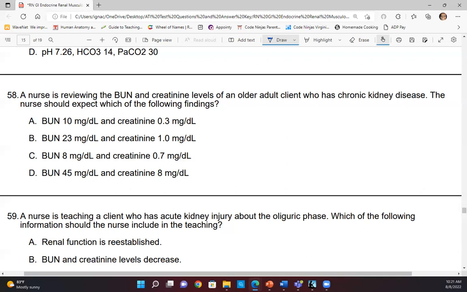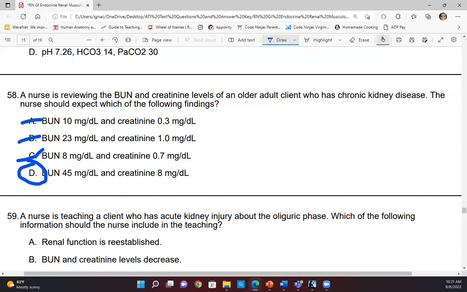So D, let's look at this. A BUN of 45. Well, we know that that's way elevated. That's outside the normal range of 10 to 20. So I kind of think that's going to be the answer. Now, this creatinine is 8. Whoa, that is extremely elevated, because for males, the high end is 1.2. So those of you that said D, you are correct. The rest of the choices were not correct.